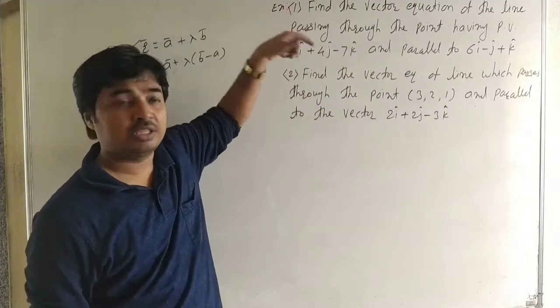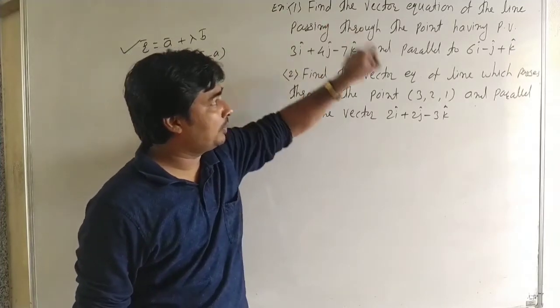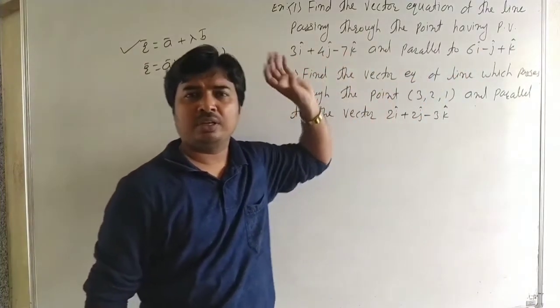Answer of this question is r bar is equal to 3i cap plus 4j cap minus 7k cap plus lambda into 6i cap minus j cap plus k cap. Okay, it is the answer.